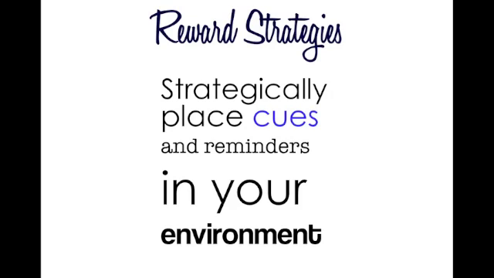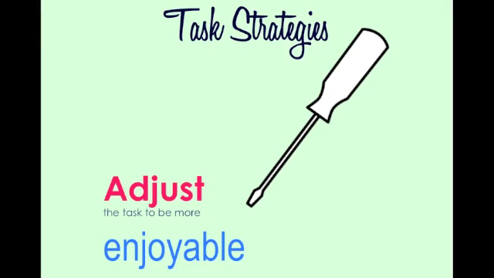The second bucket of self-evaluation strategies is called task adjustment. This one isn't as much about carrots and sticks as the last one. It's more about altering the experience itself so that you're more likely to enjoy doing it. For example, you could add more enjoyable features into an activity so that the process is inherently more satisfying.